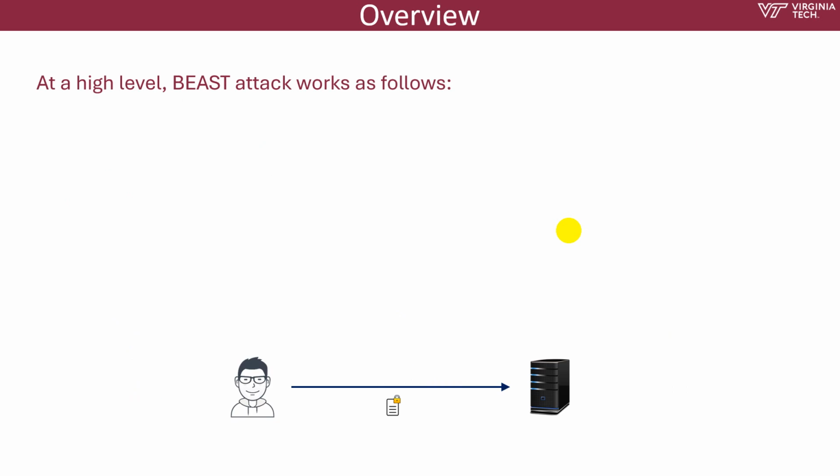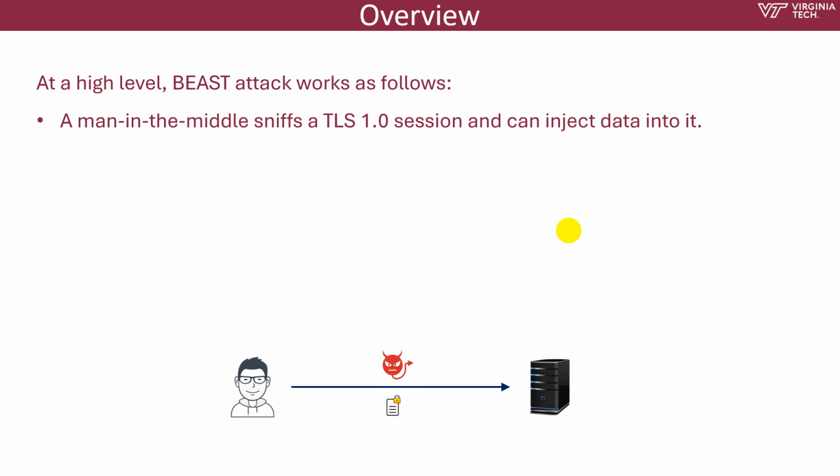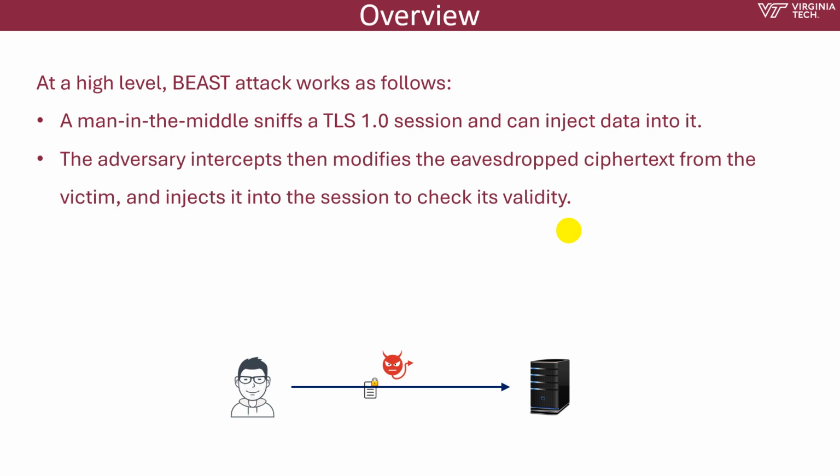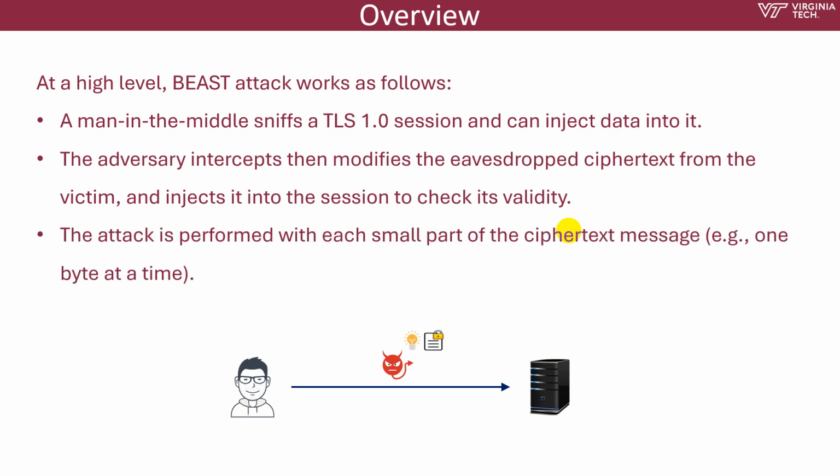The high-level idea of this attack can be described as follows. The attack happens in the setting in which an attacker can sniff a TLS 1.0 session and can inject data into it. The attacker then modifies the eavesdropped ciphertext from the victim and injects modified messages into the session to check the validity. The attack is performed with each small part of the ciphertext message, such as 1 byte at a time, and repeated to discover the communication content between the user and the web server.